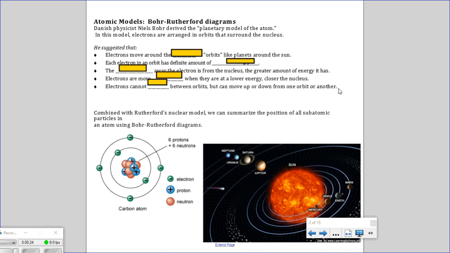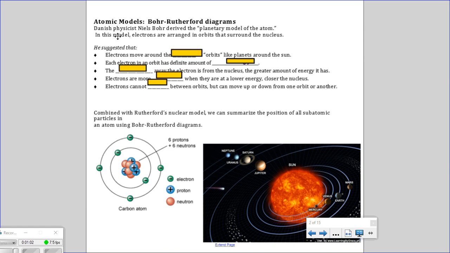So, with Bohr Rutherford diagrams, we've talked about the structure of an atom. An atom is made up of protons, neutrons, and electrons. Protons and neutrons are found in the nucleus. Electrons are found in orbits around the nucleus. There is a way in which we can represent the structure of an atom, and this is using a model put forward by the scientists Bohr and Rutherford. These are diagrams based on what they came up with for what an atom looks like.